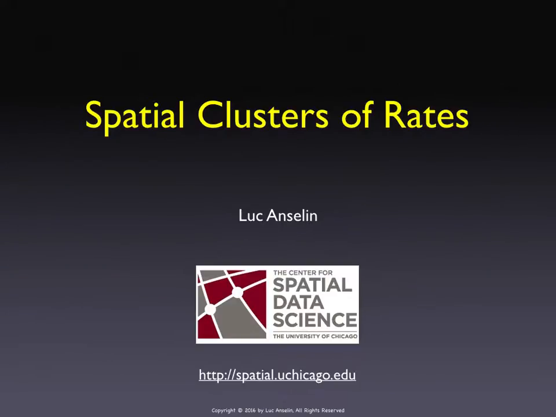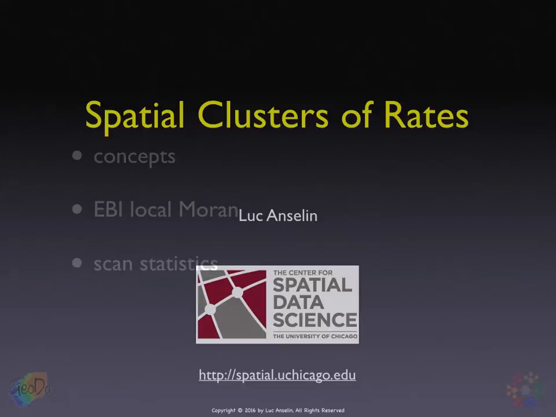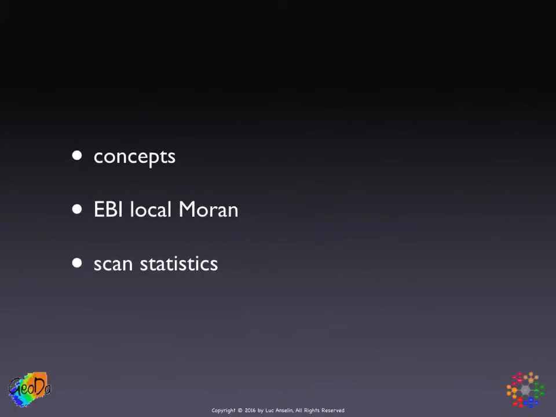As the second topic today, we'll focus on spatial clusters of rates or proportions. First, we'll discuss what is special about rates, some important concepts, and then we'll deal with two particular ways of measuring local spatial autocorrelation for these proportions. One is based on an empirical Bayes logic, the EBI local Moran, and the other one is the scan statistics. The scan statistics are by far the most commonly used cluster detection techniques in public health and crime analysis.